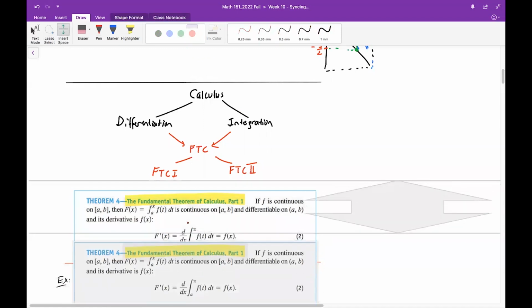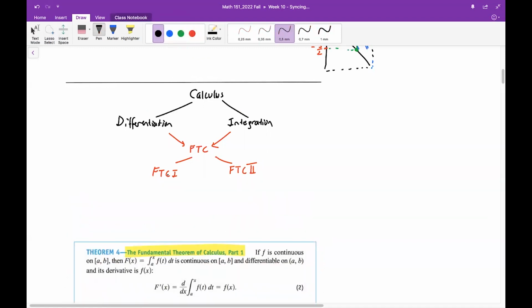In part 1, it will say something like this, okay? So we will have an integral from a to x of some function f(t) dt, and after taking the integral, we want to take the derivative. You see, we apply integral and derivative after one another, and as we know that they are inverse operations, we expect to find the original function itself, right?